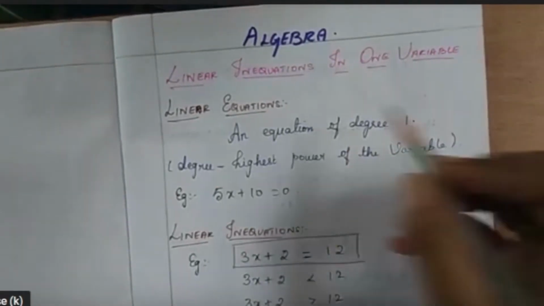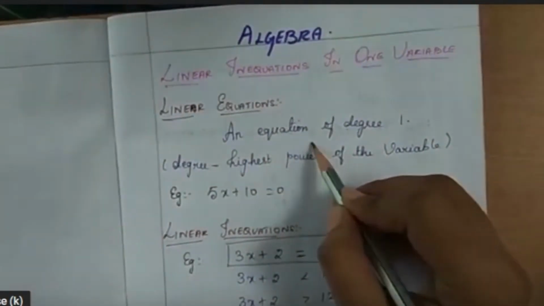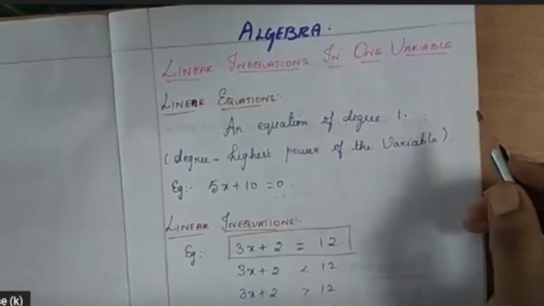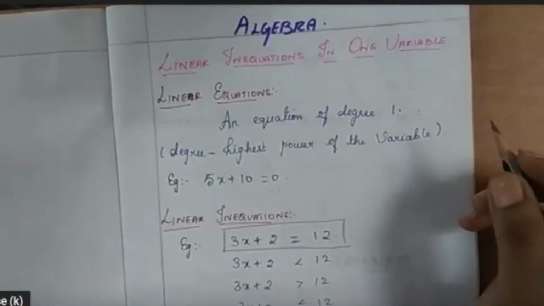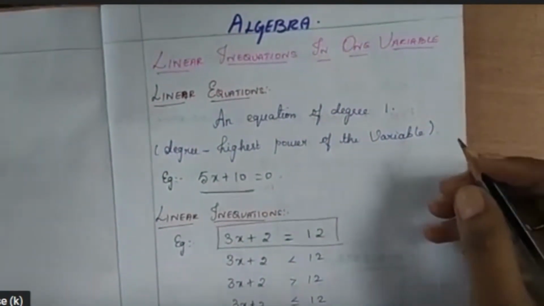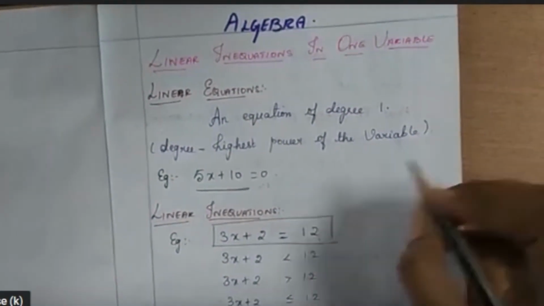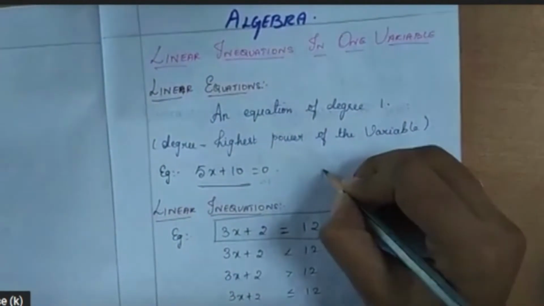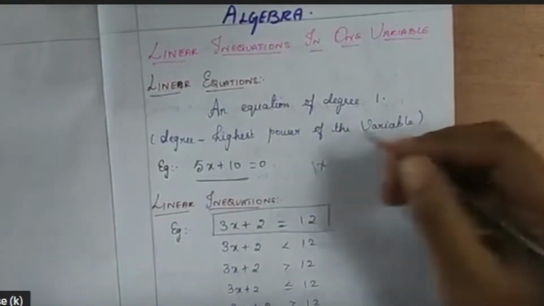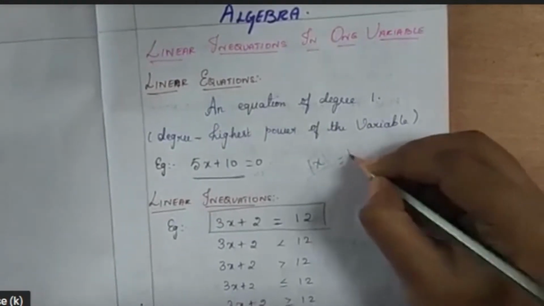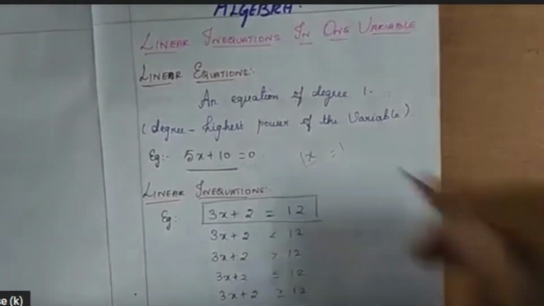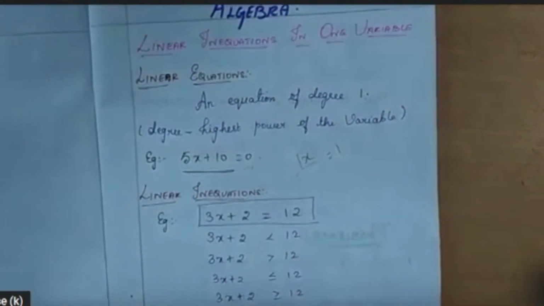A linear equation is nothing but an equation of degree 1. You would have known about this. What is degree? Degree is the highest power of the variable. For example, let us take 5x plus 10 is equal to 0. This is an equation. Here x is a variable, right? So now tell me, what is the power of x? The power of x is 1. So an equation of degree 1 will be considered a linear equation.